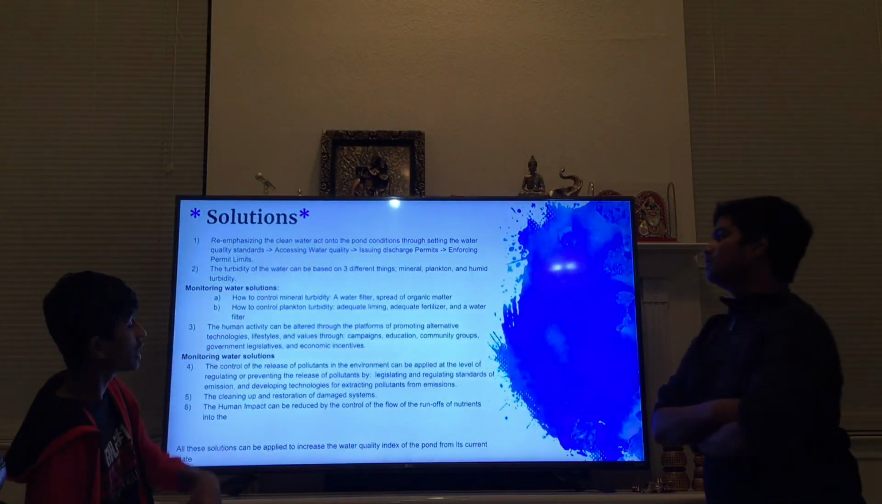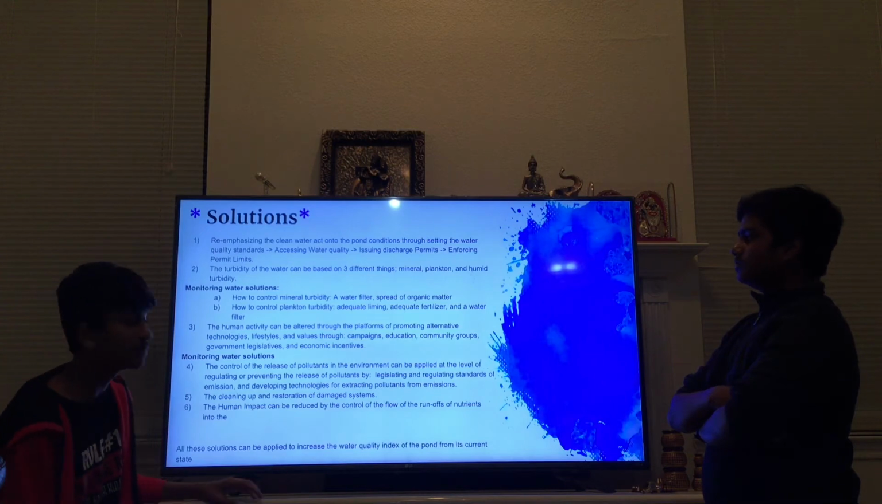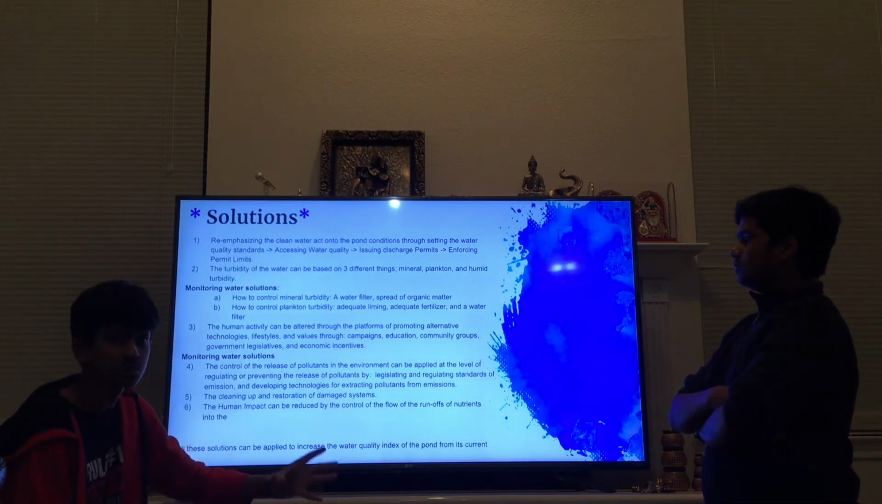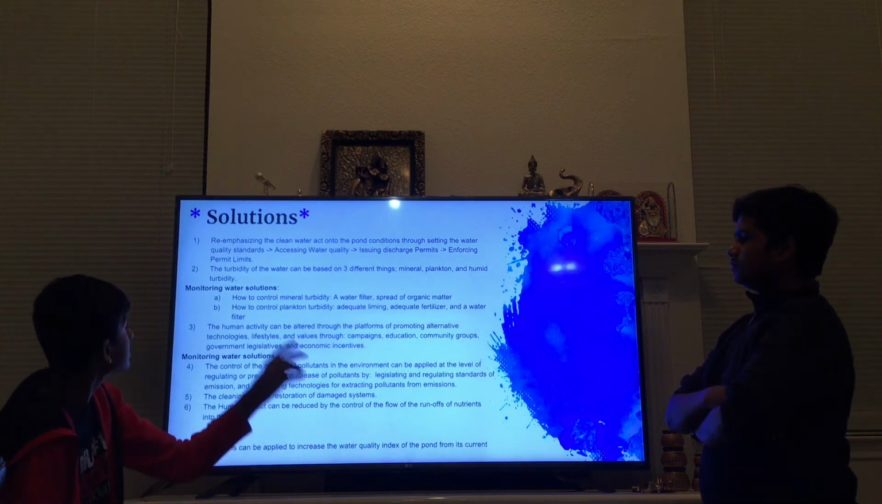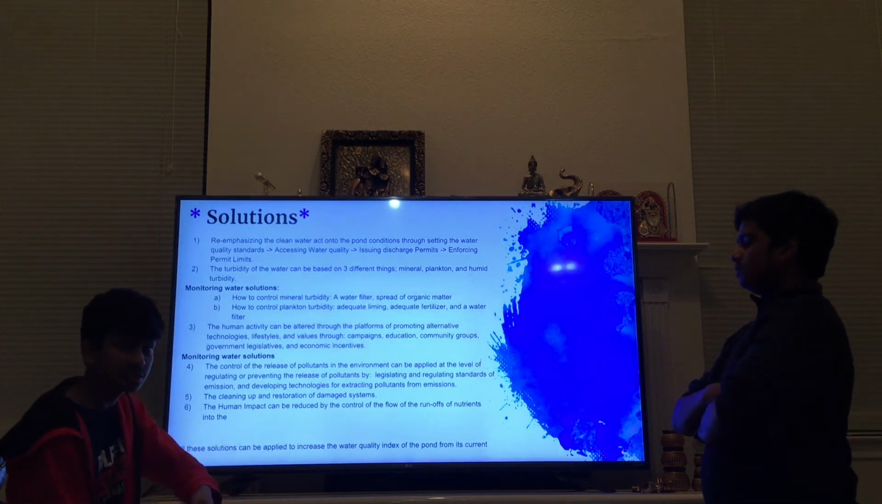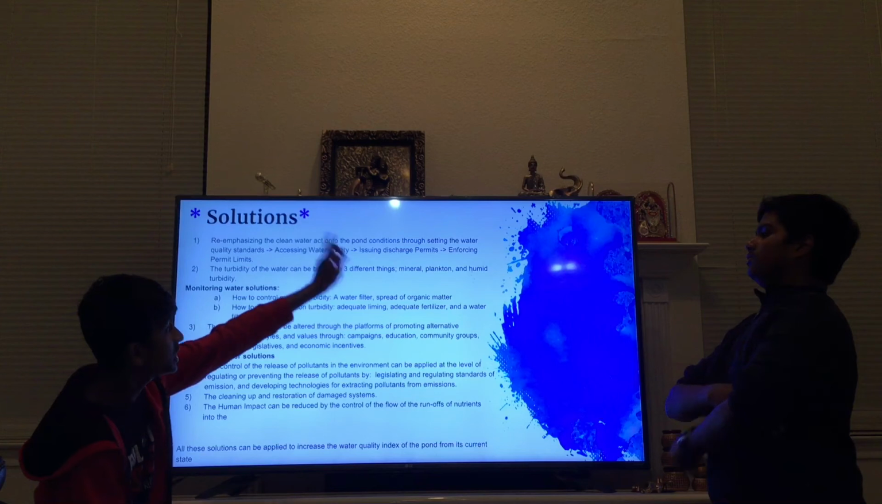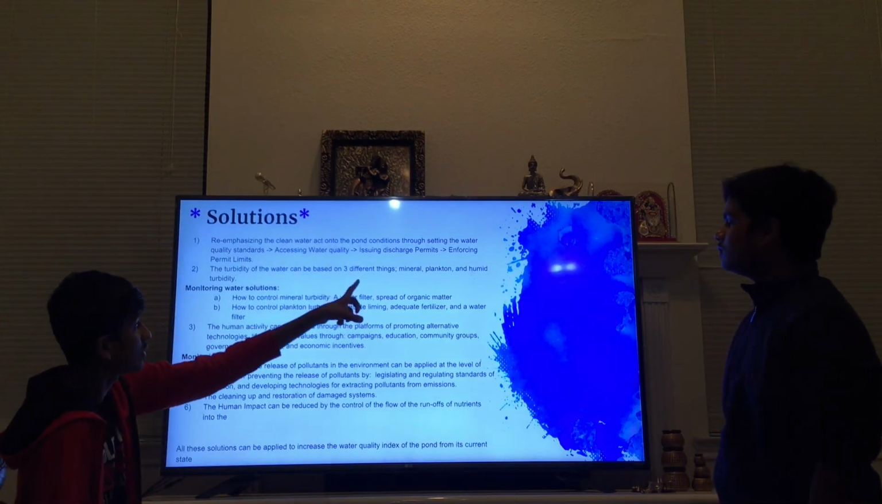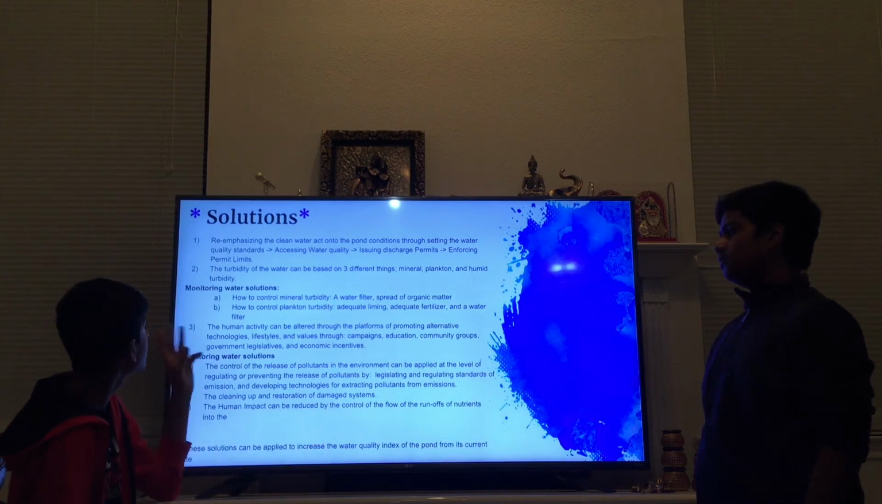Here are the solutions. Now for the water quality, the water can be controlled through re-emphasizing the Clean Water Act onto the pond, which basically covers setting water quality standards, the assessment of water quality, and the issuance and enforcement of permit limits. The turbidity of water can be based on three different things: minerals, plankton, and humic turbidity.